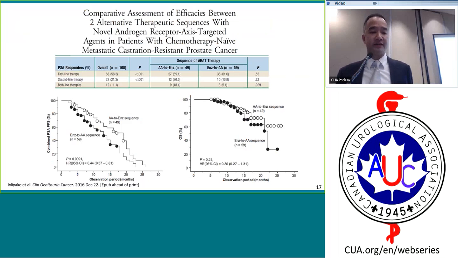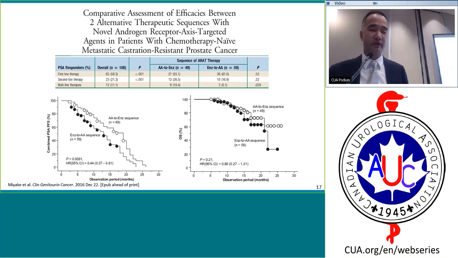But when you go into the second line with the same patients, there is a higher response rate with enzalutamide, in this study showing a response rate of about 27% for enzalutamide after abiraterone and about 16% for abiraterone after enzalutamide. Now, putting that together, looking at the time to second progression on the graph on the bottom left, there seems to be a benefit, at least for PSA progression, of abiraterone to enzalutamide.